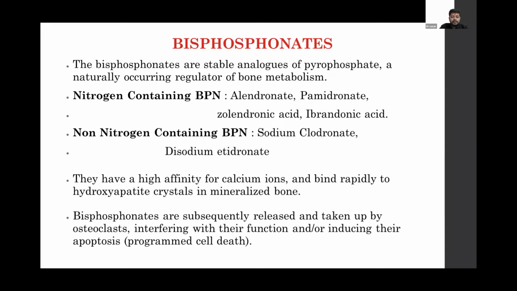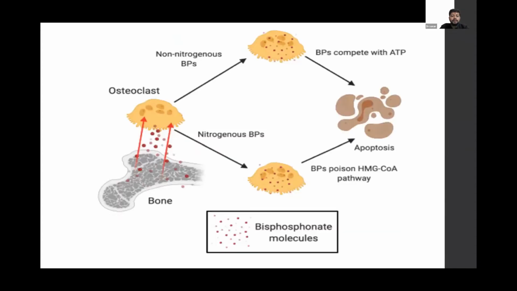Bisphosphonates are subsequently released and taken up by the osteoclast, and interfere with their function or induce their apoptosis. The figure shows the mechanism: it is taken up by the bone and released, then the osteoclast takes up the bisphosphonate. Nitrogenous bisphosphonates alter the HMG coenzyme A pathway, and non-nitrogenous bisphosphonates compete with ATP and cause the apoptosis of the osteoclast.